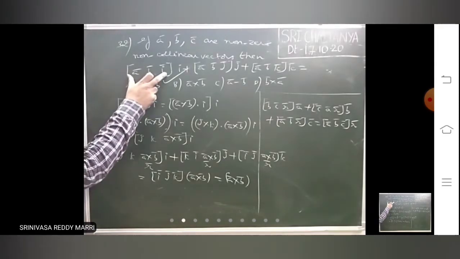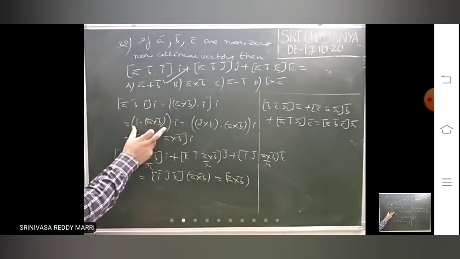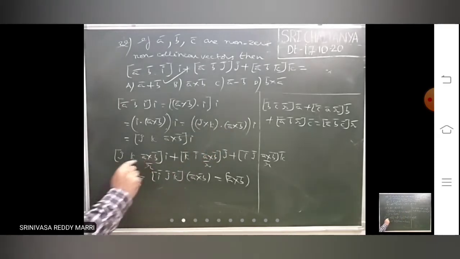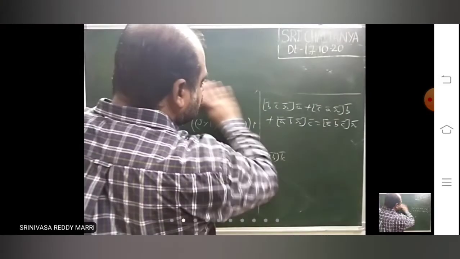This is indirectly given. This is nothing but this. I have written as J cross K. So this is nothing but box of J, K, A cross B. Suppose, look at, like that this concept can be used.